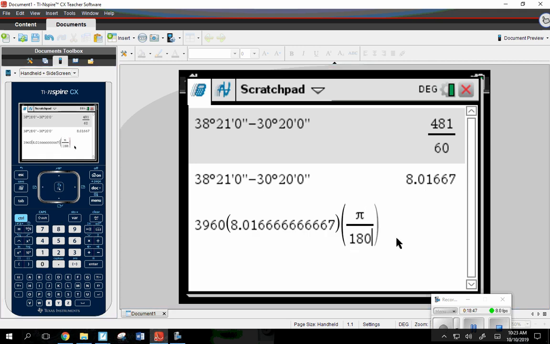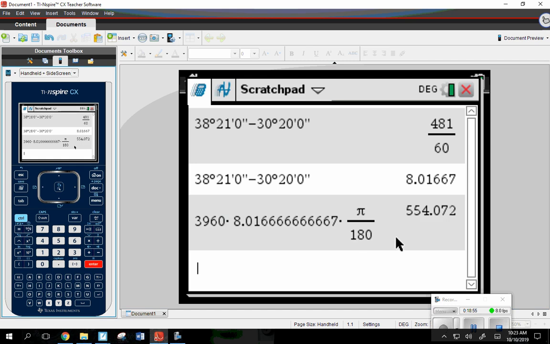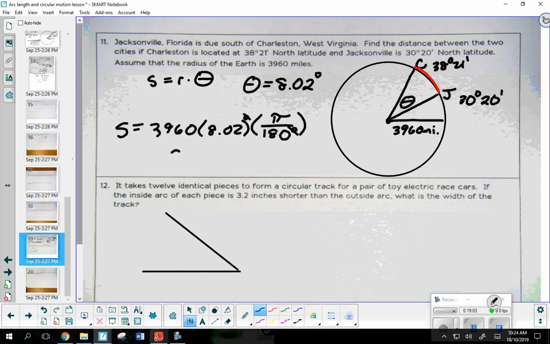Okay. So somebody help me out. What should I be getting when I push enter? How many miles? Okay. I'm getting 554.1. What'd you get, Will? Oh, I said 534. Oh, but I just didn't read my own handwriting. Okay. So about 554.1 miles. Okay.